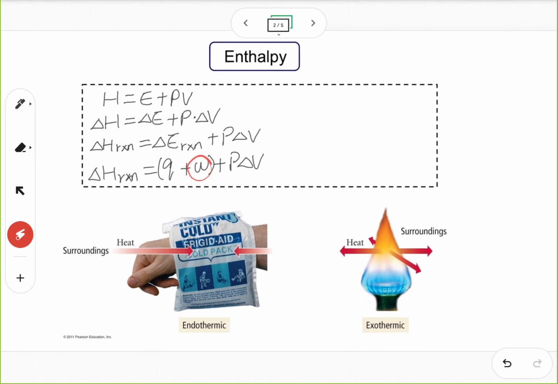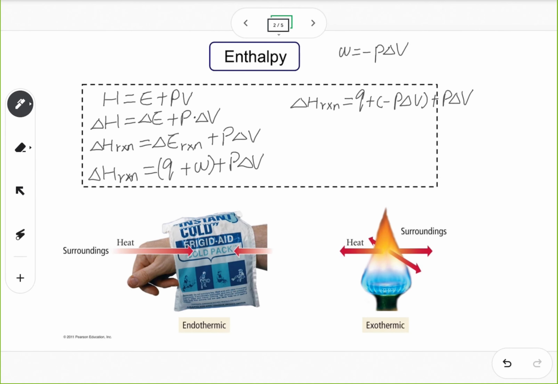Now, if you remember how we define W, W is defined as negative P delta V. So I'll plug negative P delta V into this equation. That will give me delta H reaction equals Q plus negative P delta V plus P delta V. And you can see that these two items can cancel each other out. Therefore, delta H reaction equals Q, that is the heat energy of a reaction. This is the enthalpy change for a chemical reaction.